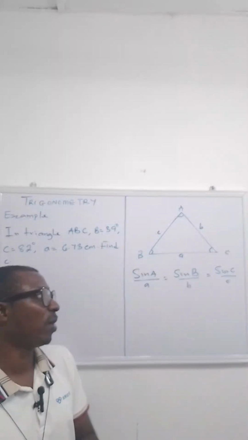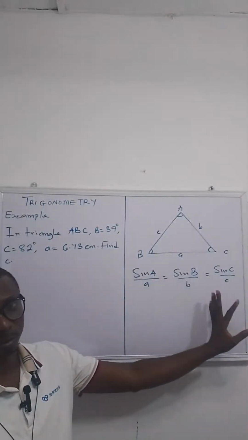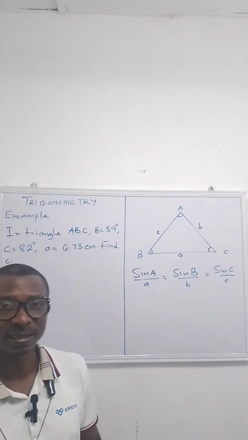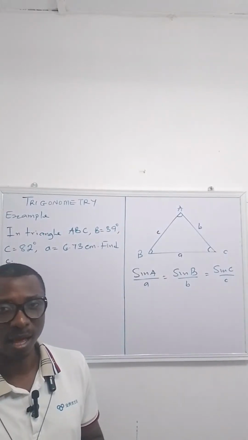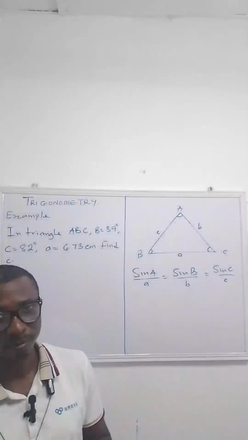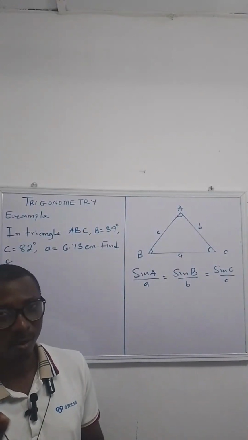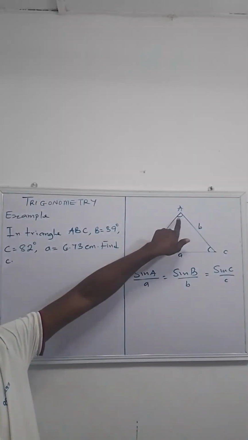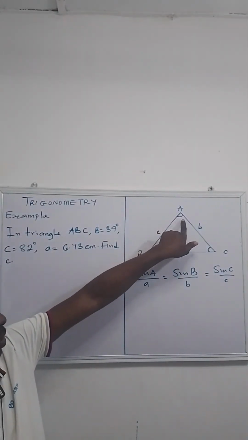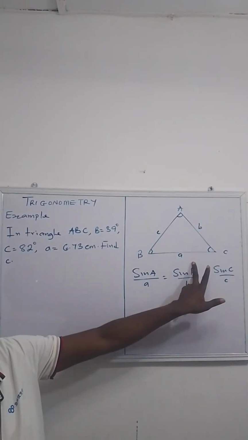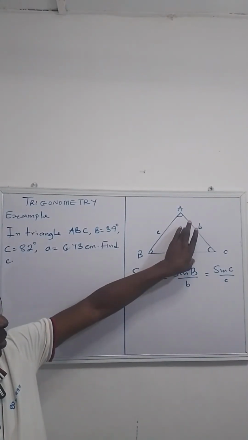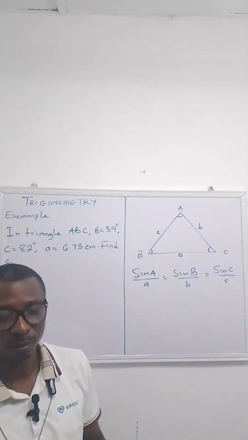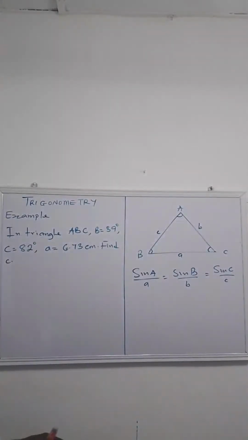Now when are we to use this rule? For me to use the sine rule, I must be able to show you a side and its angle, or an angle and its side, whichever way. To use the sine rule, I must be given an angle and its side, for example, angle A and side A. Once I have that, then I can find other sides or angles. So now let us look at the problem we have here.